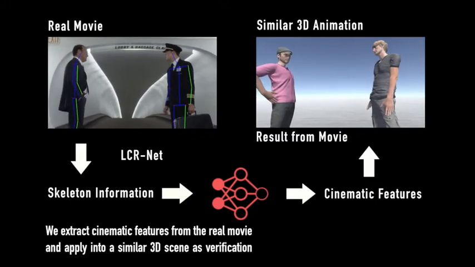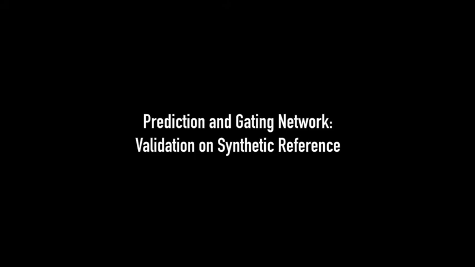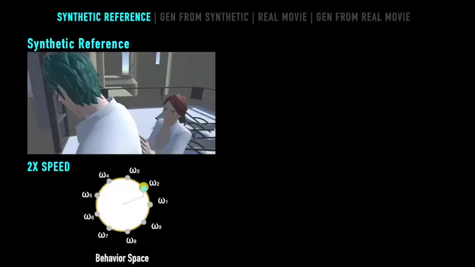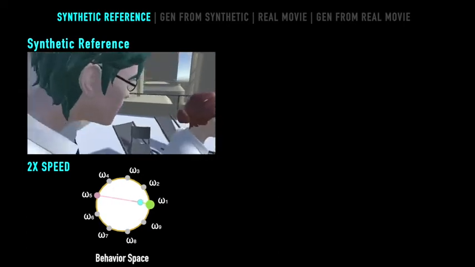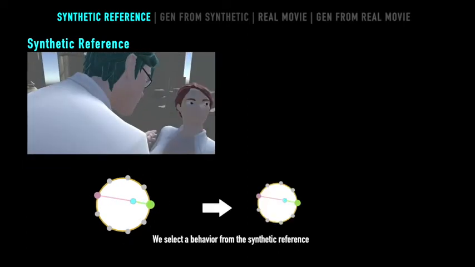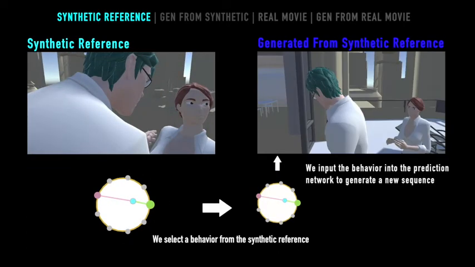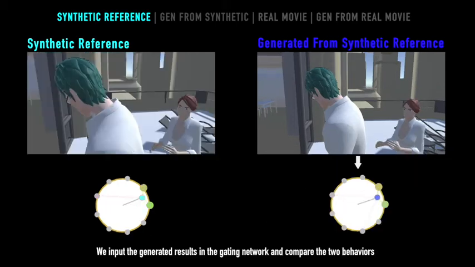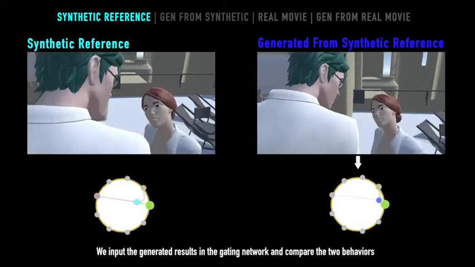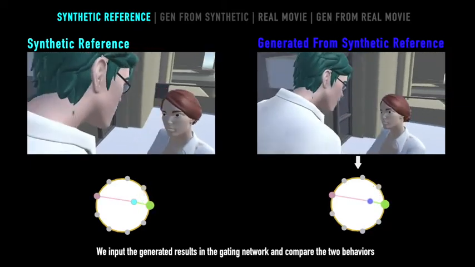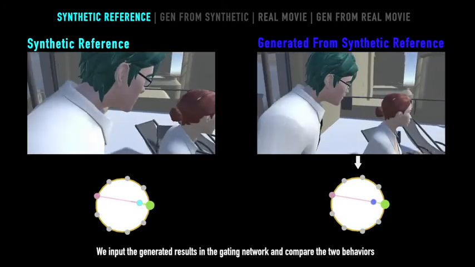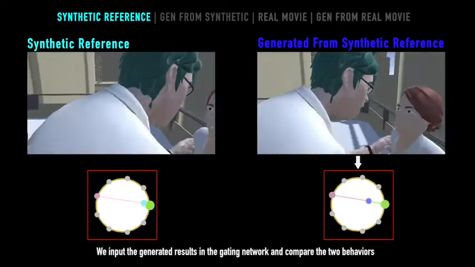We now perform a validation of our gating plus prediction network. We start by selecting a synthetic reference clip, and use the gating network to estimate the camera behavior within our camera behavior space. We use this camera behavior to compute a new camera motion on the same 3D animation. We feed the prediction network with character features from the animation, and the prediction network computes the camera path corresponding to the selected behavior. As you can observe, both camera motions are similar.